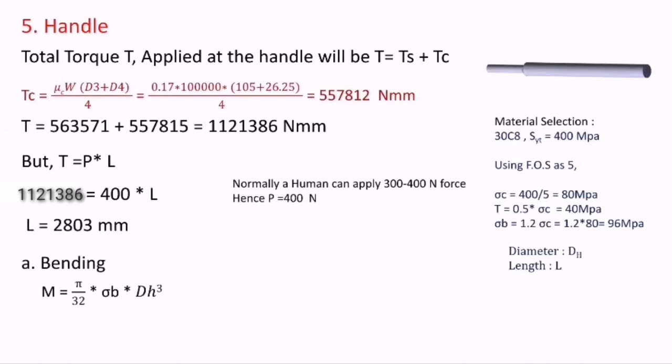M, that is the torque which is applied, we already have that. Sigma b also we have as 96 MPa, we have already calculated because we know the material. On solving this I will get the value of dh as 49.18 mm, which I can approximate as 50 mm. This completes the design of the handle.